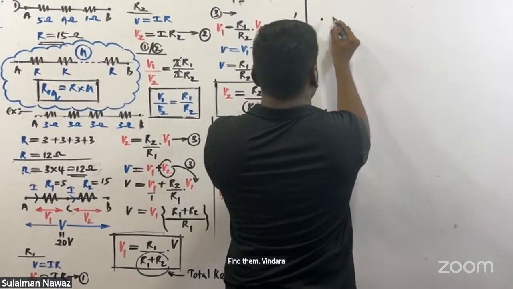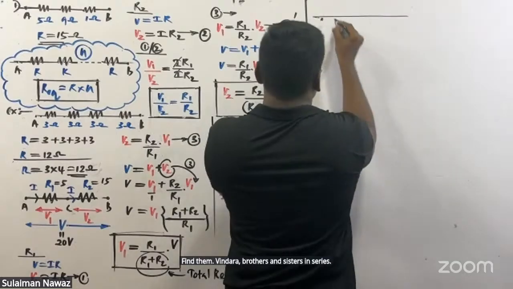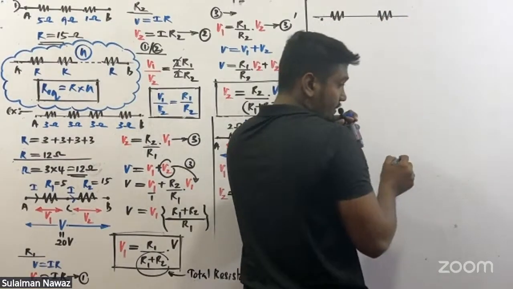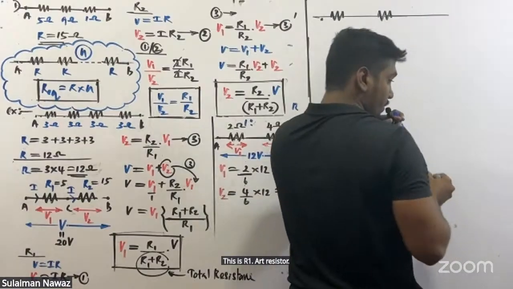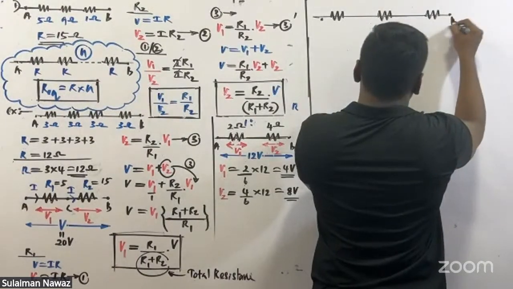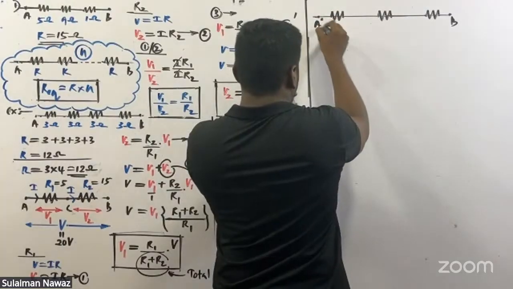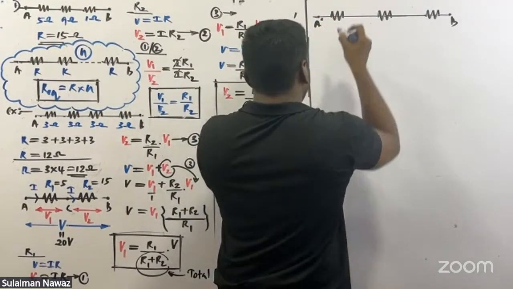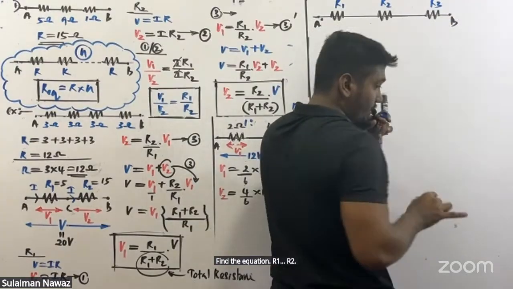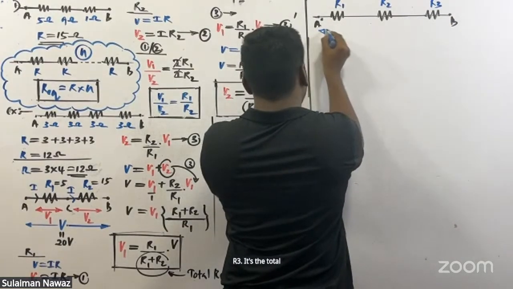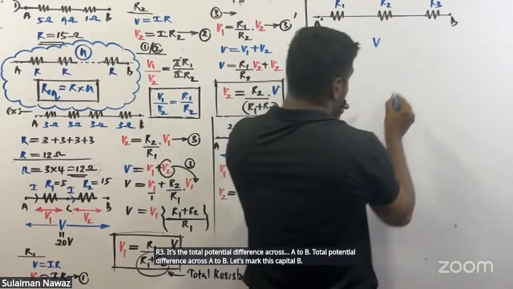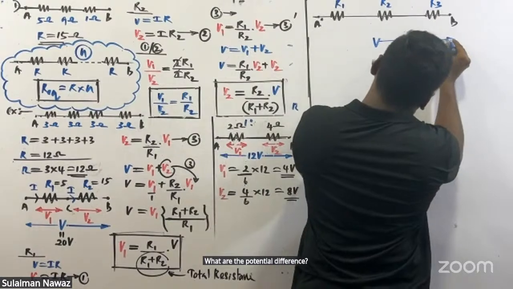When there are 3 resistors in series, this is the R1 resistor, R2 resistor, and this one is going to be the R3 resistor. Find the equation. R1, R2, R3. It's the total potential difference across A to B. Let's mark it as capital V. Total potential difference A to B, capital V.